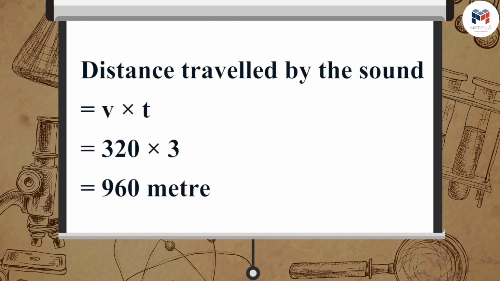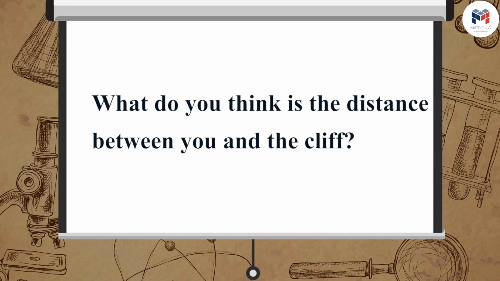We know distance travelled by the sound is equal to v multiplied by t, which is equal to 320 multiplied by 3, which is equal to 960 meters. Now, what do you think is the distance between you and the cliff?